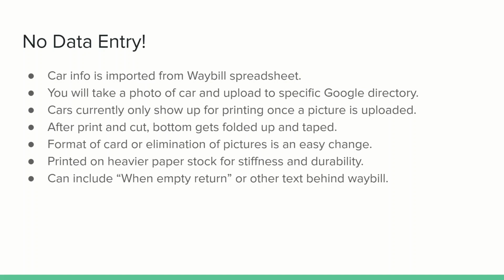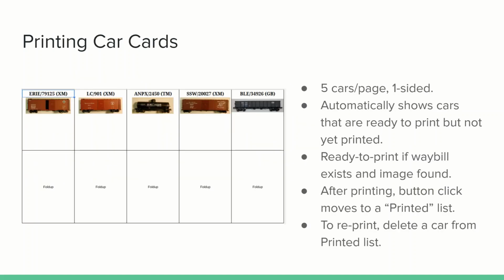You can easily change the format of the card if you want to, if you wanted to eliminate the pictures, or if you want to have things like a return when empty, or not have return when empty, or have other instructions, generic instructions related to the car. I typically print these car cards on a heavier paper stock to give you a little more stiffness and durability. So here's how they print. You can see it's that lower section where it says fold up is the portion that will be folded up. You get 5 cars for each page.